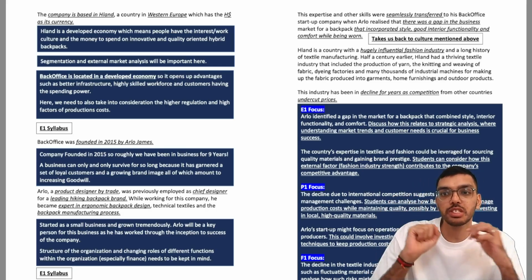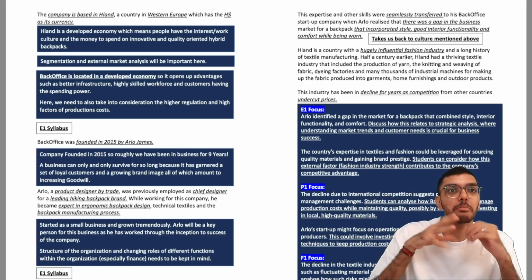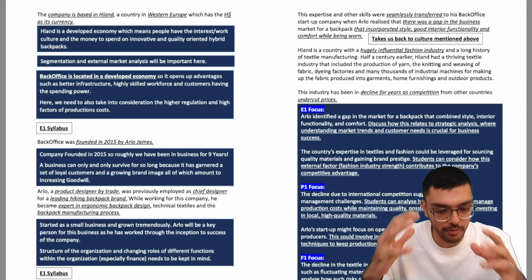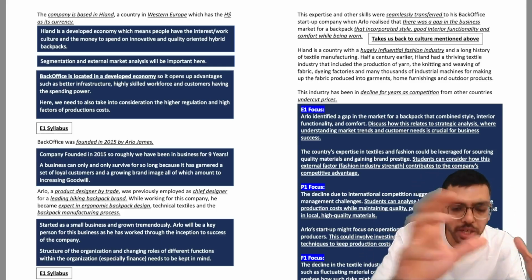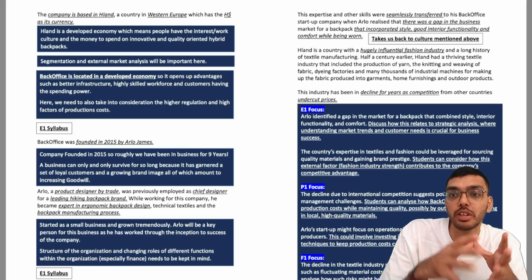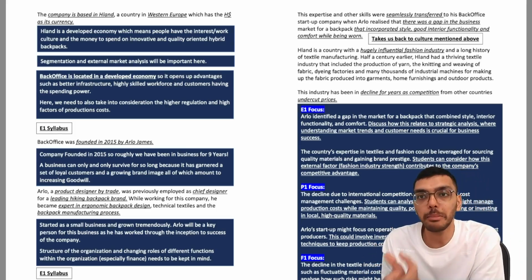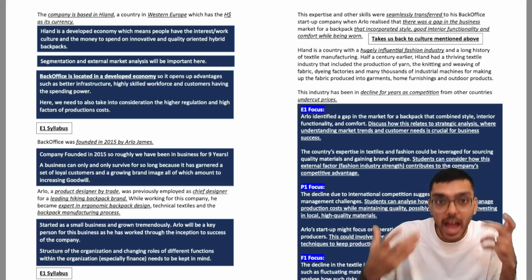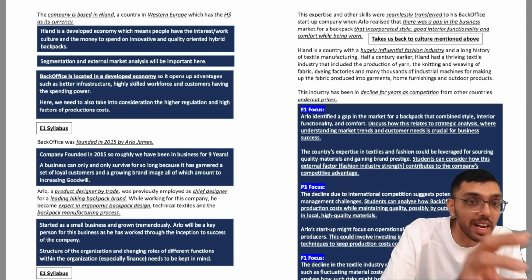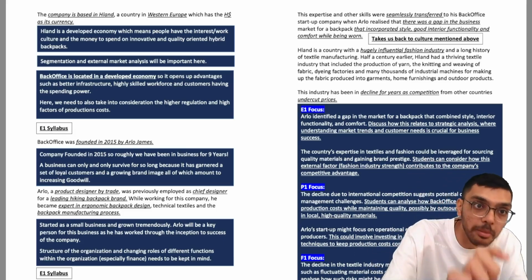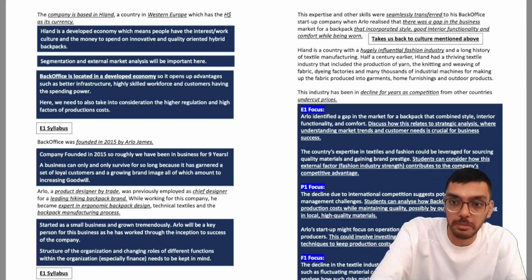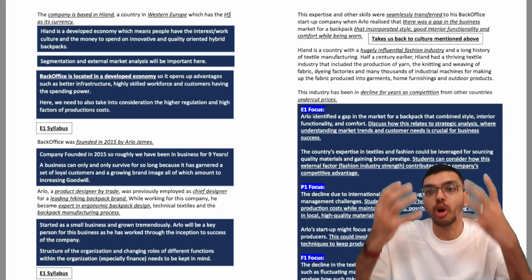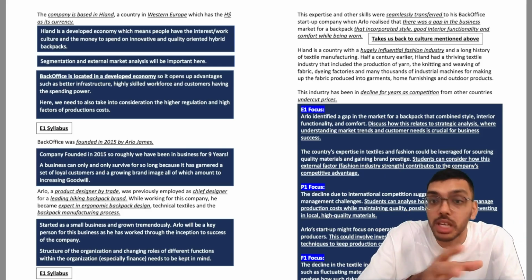So a brand which is selling quality backpacks, high priced backpacks, could thrive in Western Europe. Because what is Western Europe? You have your France, Switzerland, Germany, that's pretty much Denmark. These are countries which have high GDP, high per capita income, which means people have that interest, have that money, have that culture of hybrid working, so they can spend on quality products. So segmentation and external market analysis will be important here.